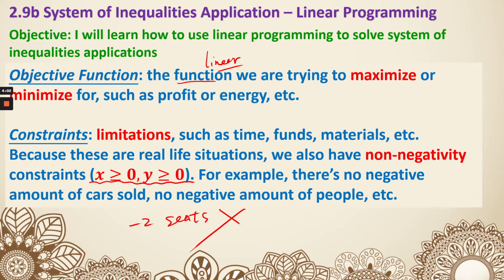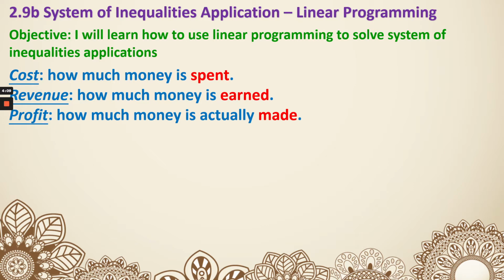Next is not exactly something that we are going to learn in this lesson, but it is something that's going to be helpful for you to know. Cost means how much money is spent. Revenue is how much money is earned. And profit is how much money is actually made.